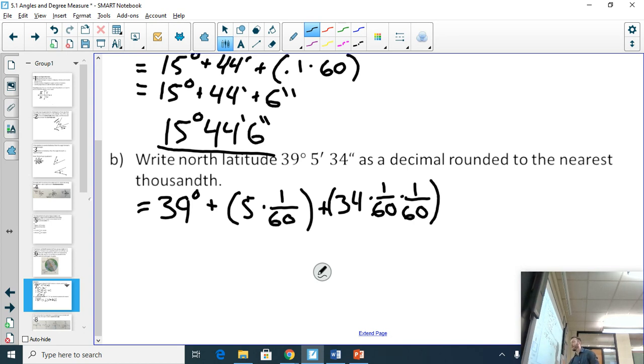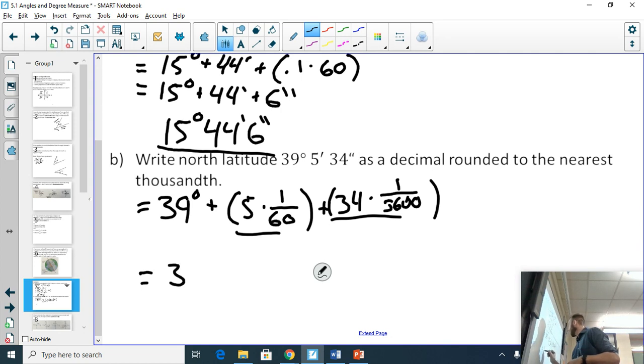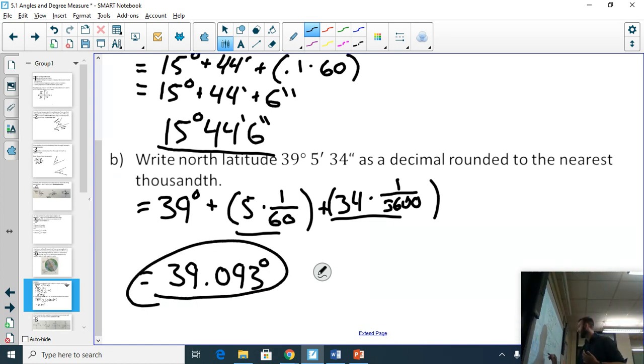And 1/60th times 1/60th, we can write that simply as 1/3600. And if you calculate that out, you just multiply these first and then add them all together. You should get 39.093 degrees. And that's after rounding. And so that'll wrap it up for the first part of this section.